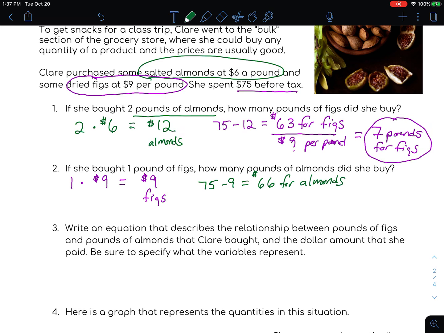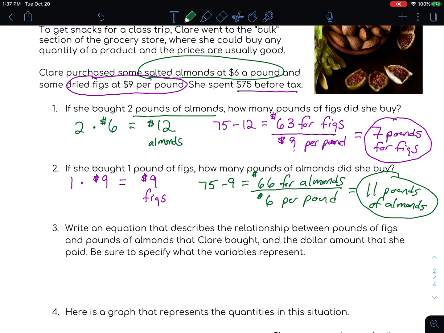All right, so looking back at our almonds again, we know that almonds are $6 per pound, so how many pounds then would give us $66? You can do that math in your head or divide by $6 per pound, and we are left with 11 pounds of almonds. So that's one way to think about it.